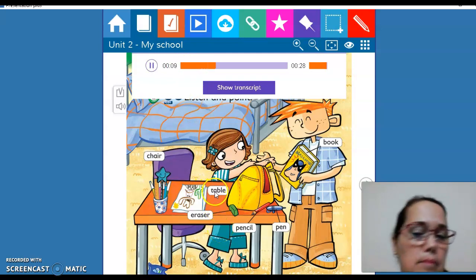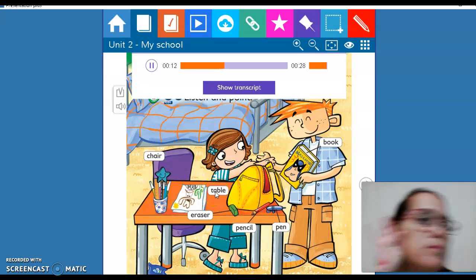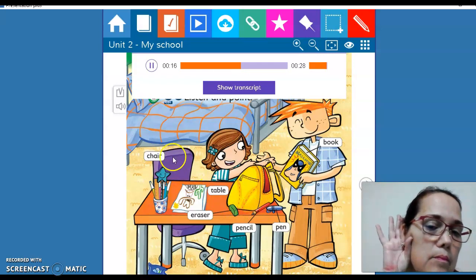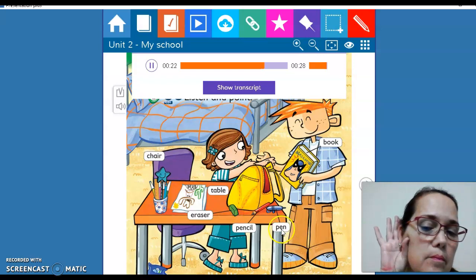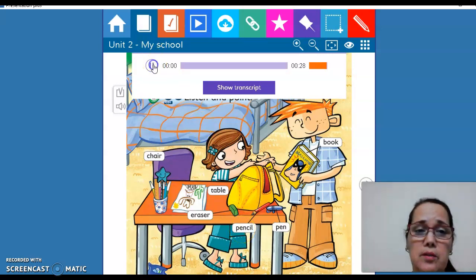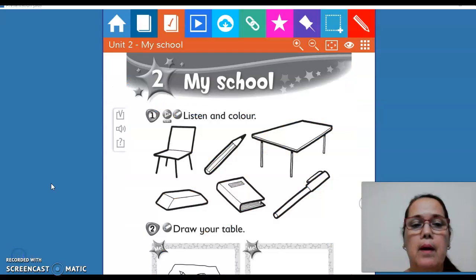Table. Book. Chair. Eraser. Pen. Pencil. Very good. And now take out your activity book and open at page 10.